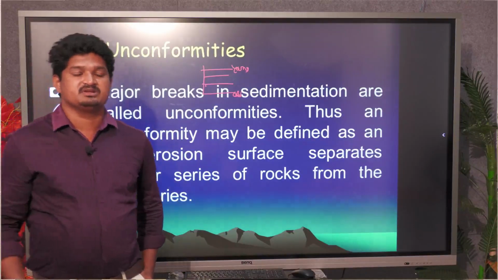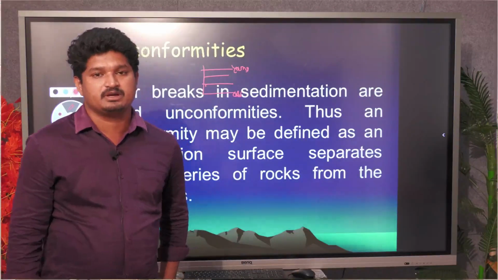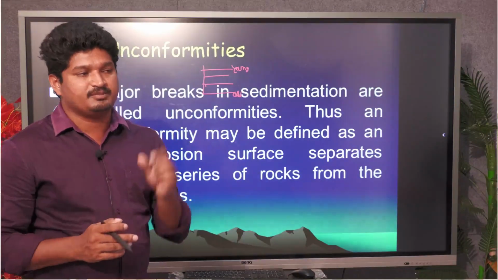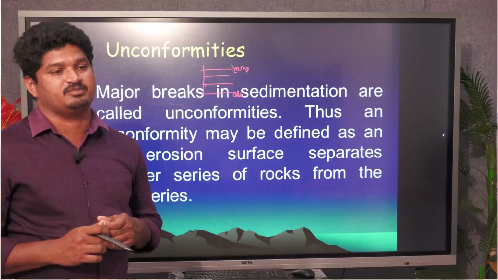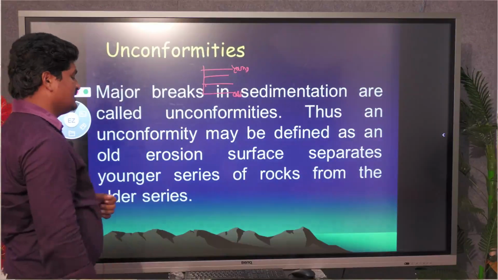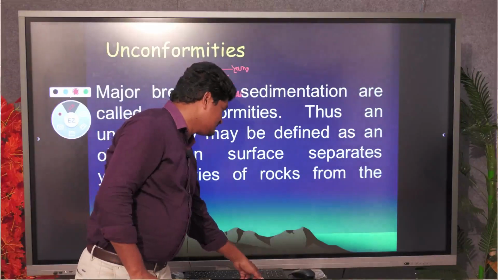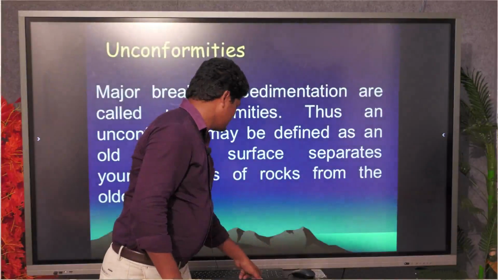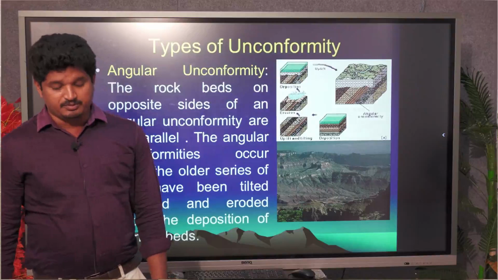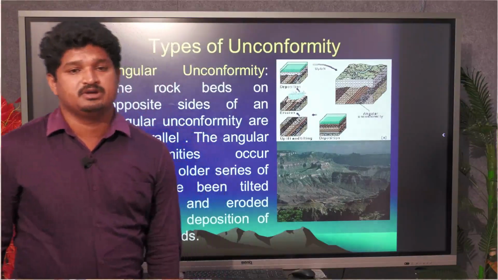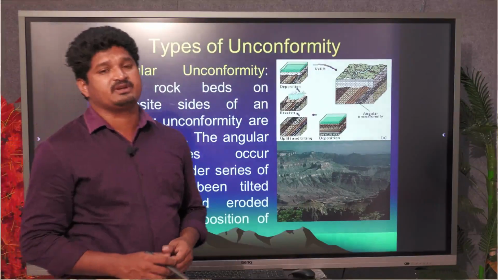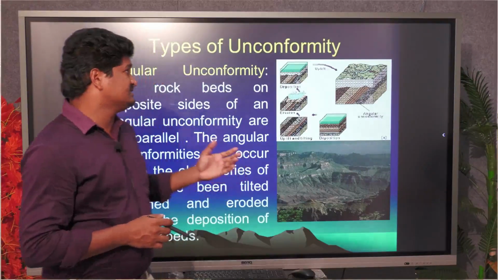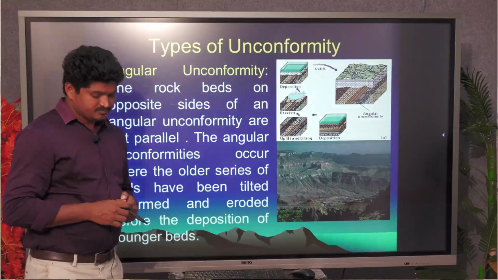The process of sedimentation stops at a particular time and a gap occurs, so that is the difference between the older and younger rocks. The in-between gap we call an unconformity. Based on the types of unconformities, 3 types are identified in the earth surface process. One is the angular unconformity.